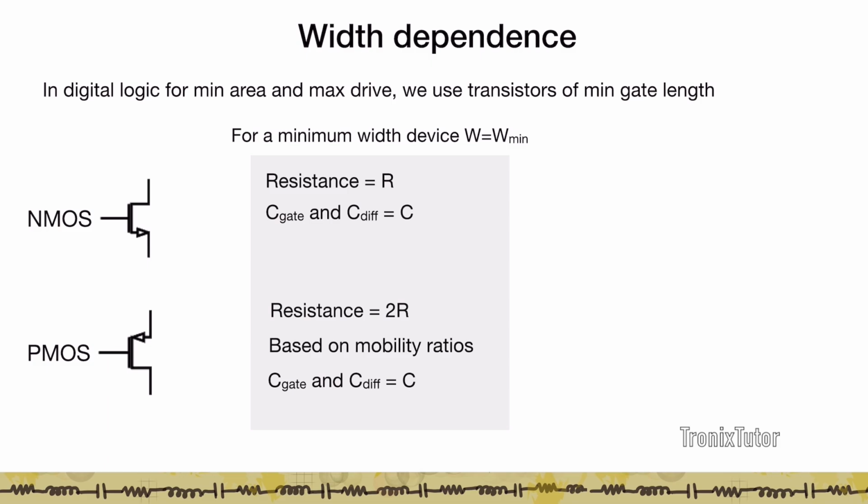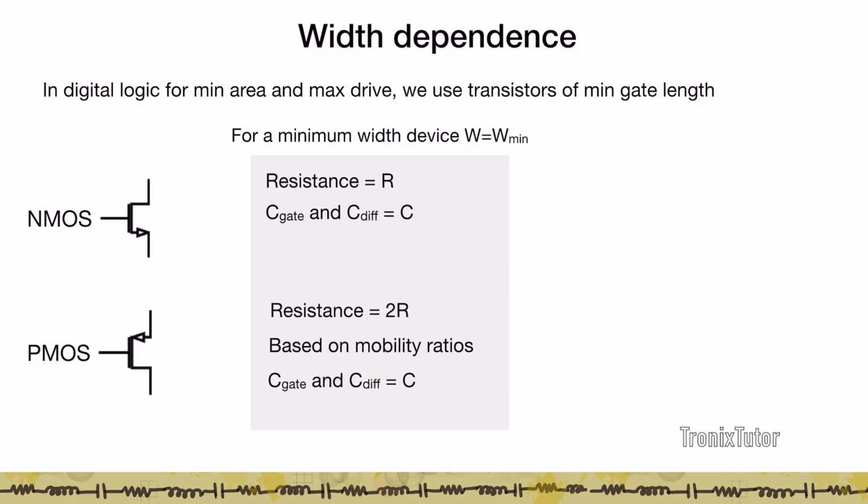The holes in the PMOS have a lower mobility than the electrons. So for the same voltage, we expect the PMOS to show lower current. Roughly in silicon, for the same voltage transition at the PMOS, we expect the resistance to be roughly twice that of the NMOS. So for the smallest PMOS transistor, we'd assume the resistance is twice the resistance of the smallest NMOS. And for both the capacitors, that is the gate and the diffusion capacitance, we'll still keep it unchanged at C.